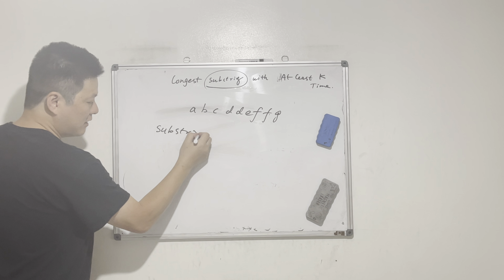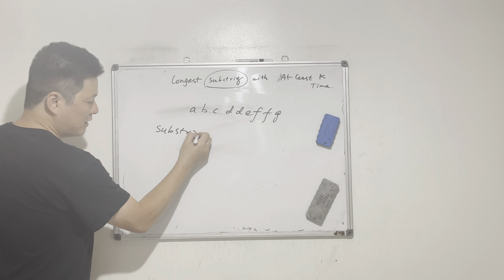So again, this one: a, b, b, c, c, d, b, e, f, g, with k equals 2. What's the longest substring in which every character appears at least 2 times? What's the longest you can find? b, b, c, c, d, d.